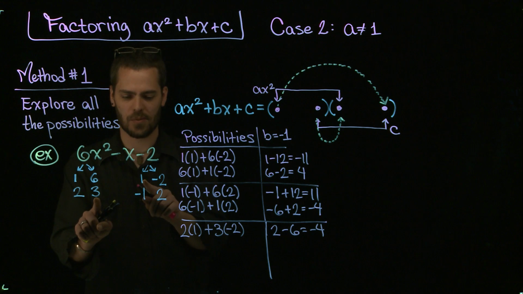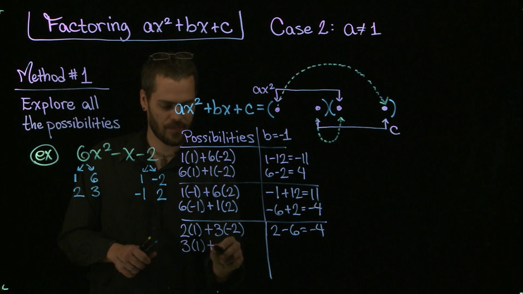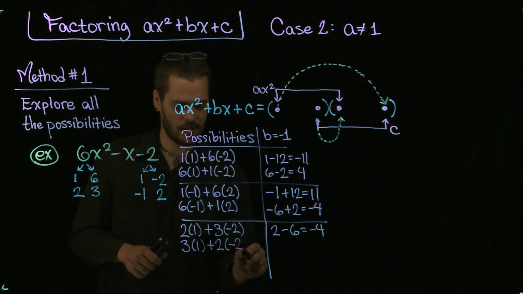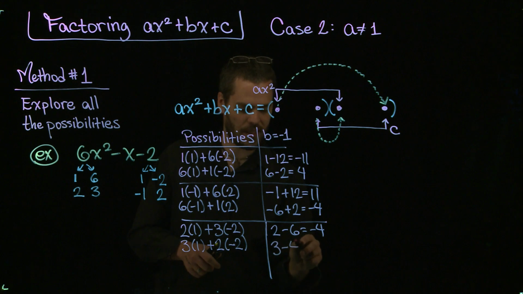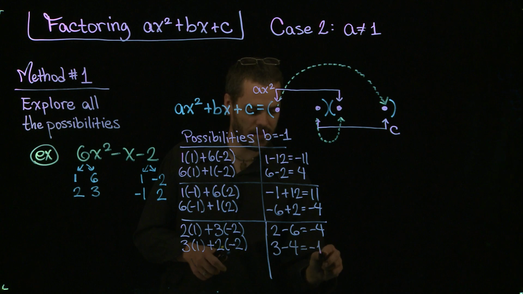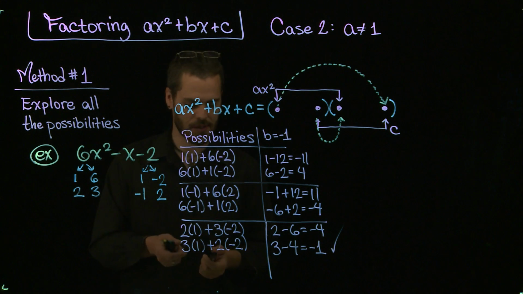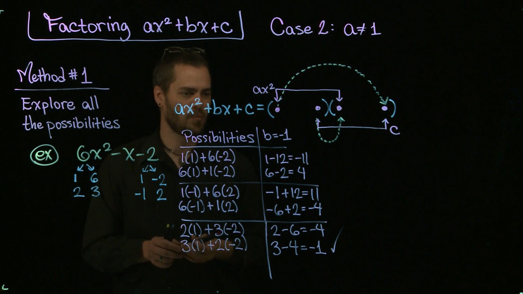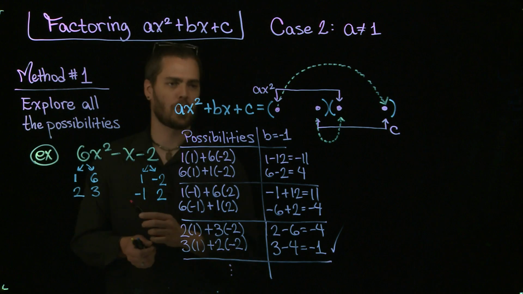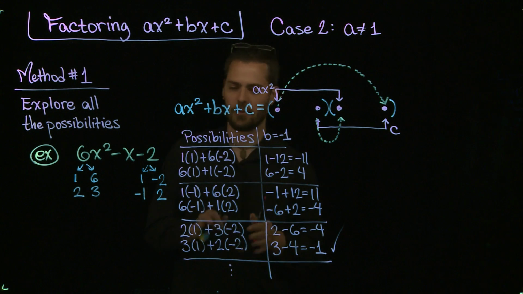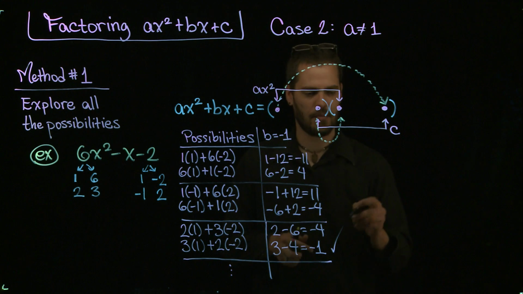What if I do it the other way around? What if I say 3 times 1 plus 2 times negative 2? This is looking promising. This gives me 3 minus 4, which is indeed negative 1. And I'm very happy now that I have found the correct combination that works, the correct sum of products that gives me b equal to negative 1. Let me just point out that there are a couple more possibilities, but once we've found what we're looking for, we can stop there.